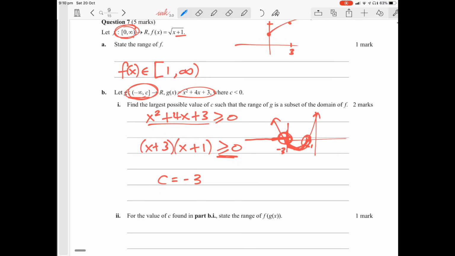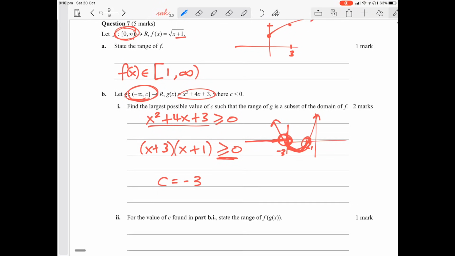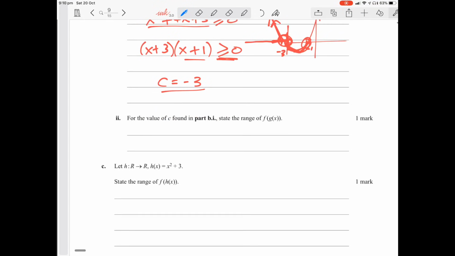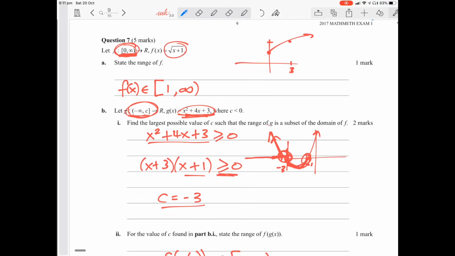For the value of c found in part B1, state the range of f of g of x. So my range here is 0 to infinity. So if I use negative infinity to c, the range of this function is going to be 0 to infinity, which is the same as the domain of this function, which means my range of the overall function, because my domain here and my range from here are exactly the same, is just going to be whatever the range of this function is, which is f of g of x is an element of 1 to infinity, because that's the range of this function.